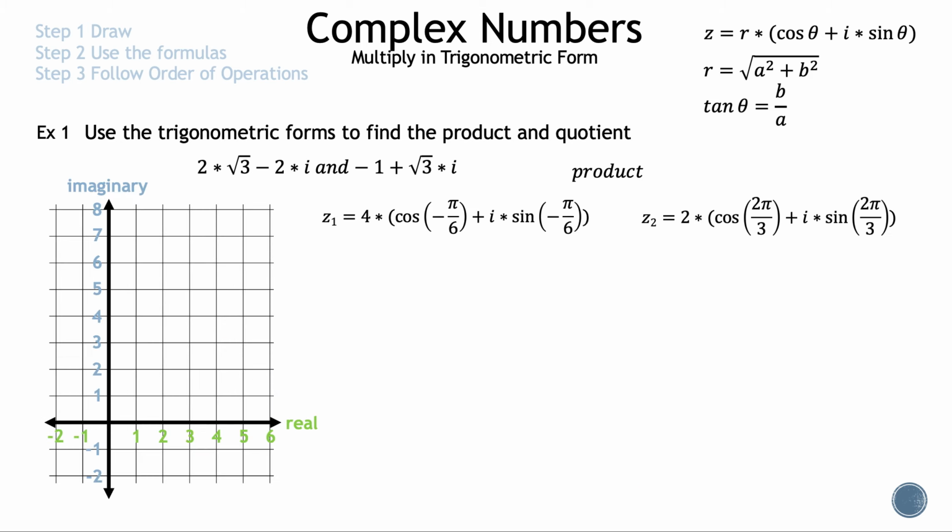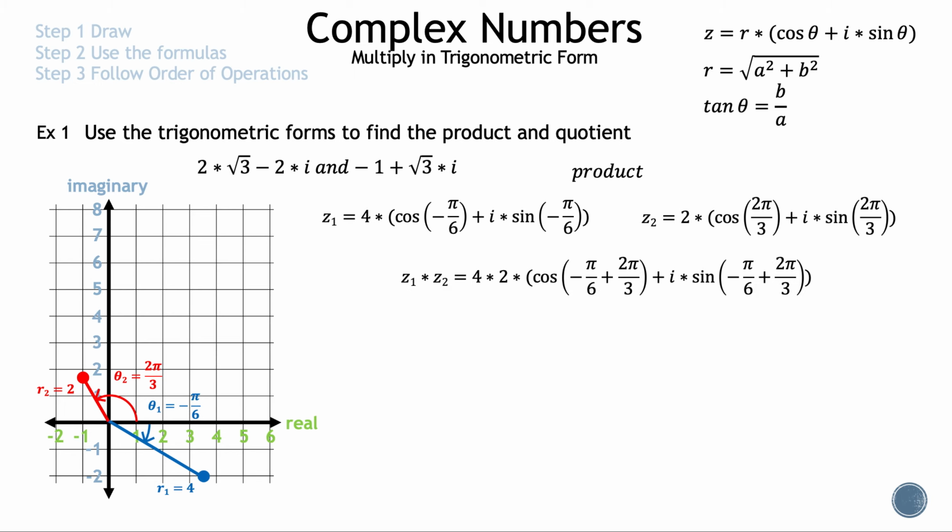Let's multiply z sub 1 and z sub 2. Let's look at the graph. Let's add z sub 1 and z sub 2 on the graph. So we have r sub 1 and theta sub 1, r sub 2 and theta sub 2. Now how do we multiply complex numbers like these? We multiply the moduli and subtract the arguments. So where do you think the product of z sub 1 and z sub 2 will be? To the left of the red line, in between the red and blue line, or to the right of the blue line? So let's find out by multiplying z sub 1 times z sub 2.